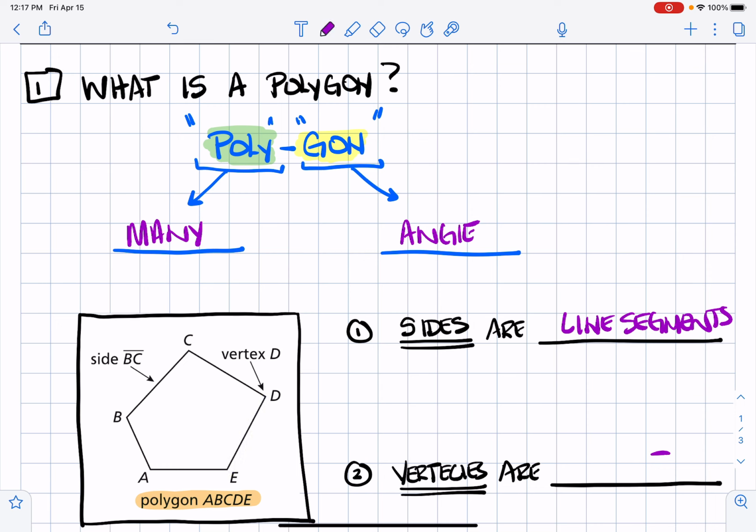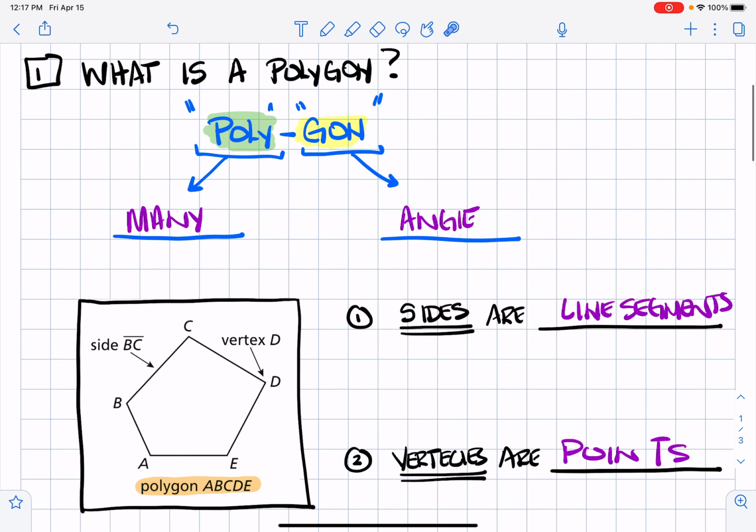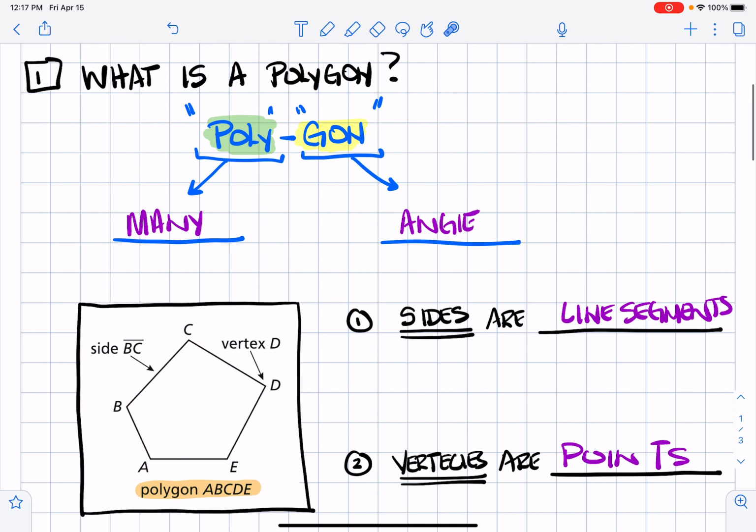The vertices are just the points, P-O-I-N-T-S. So, for example, this is a vertex and it's at point D. This is a vertex, it's at point C. This is a vertex, it's at point B, so on and so forth. So that's what a polygon is, okay? That's everything you need for box number 1.